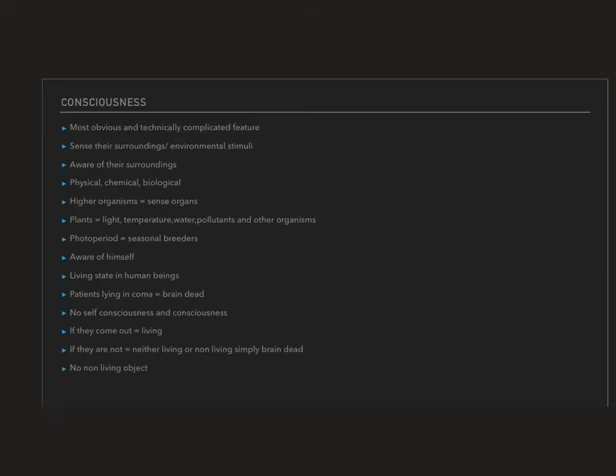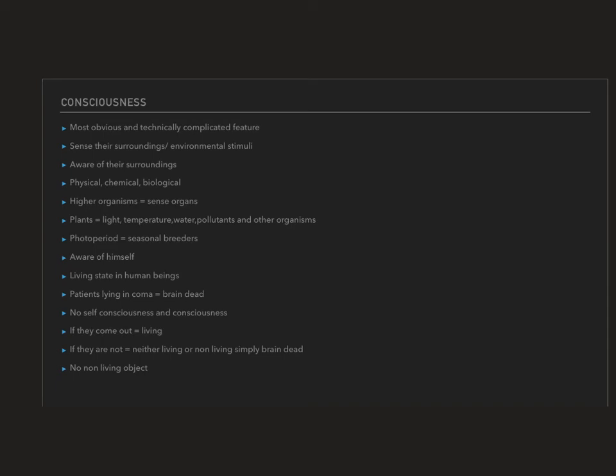Understood? Now we will discuss consciousness. Consciousness is the most obvious and technically complicated feature. Why? Many systems are involved in this consciousness. What is the definition of consciousness? We have to give a response to external stimuli. Okay, we sense our surroundings, we sense our environment. Here, response to external stimuli or internal stimuli. Here we will discuss external stimuli.